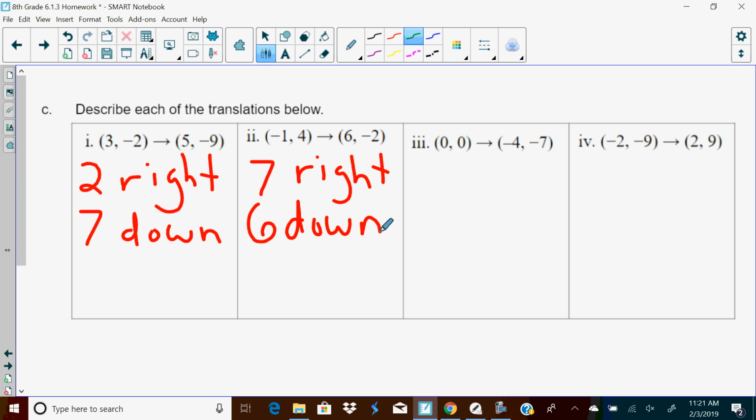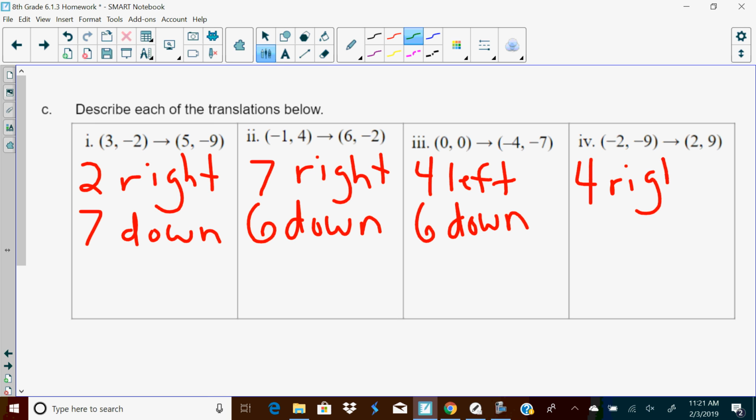From 0, 0 to -4, we moved 4 left and 6 down. -2 to +2, we went 4 to the right. And -9 all the way to +9, we went 18 up.